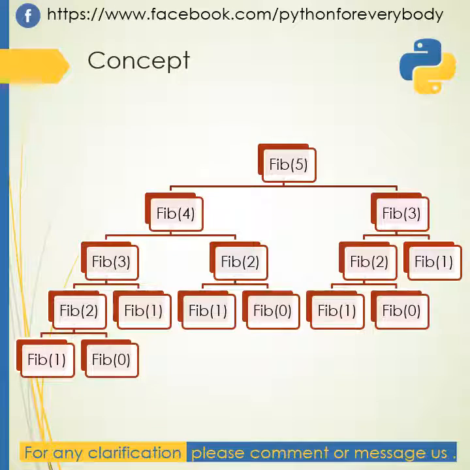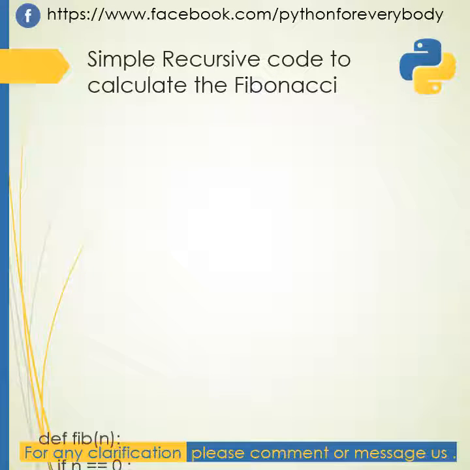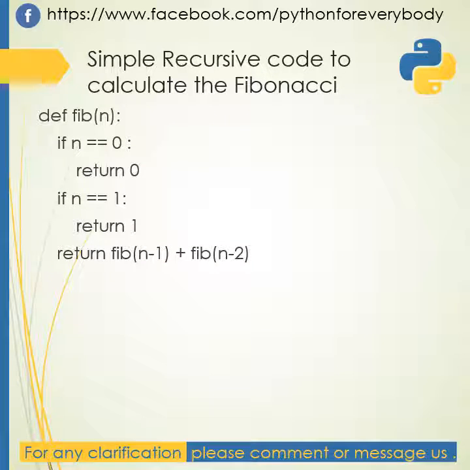Now look at the implementation. The simple recursive implementation is a Fibonacci function of n where, if n is equal to 0, you return 0. If n is equal to 1, you return 1. Otherwise, you return Fibonacci n minus 1 plus Fibonacci n minus 2.